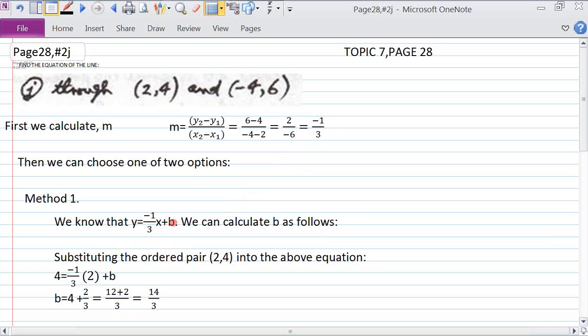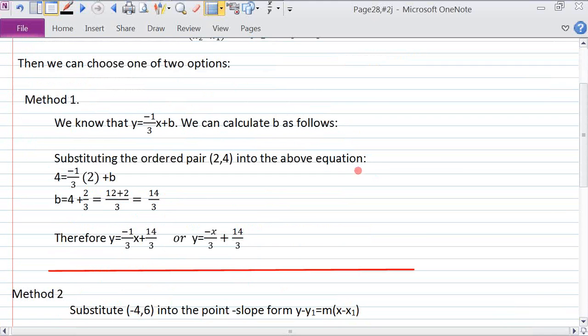Now what we could do is calculate b. So we can use the ordered pair (2, 4). We can use (-4, 6). It doesn't matter which one we use. We'll get the same answer. So here we put x equal to 2, y equal to 4 into this equation. So for y we have 4, and for x we have 2.